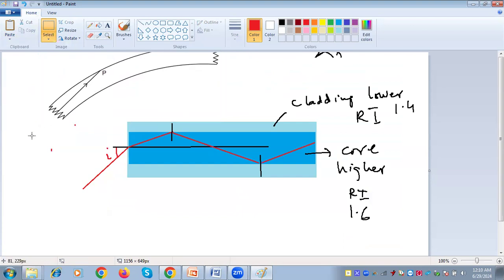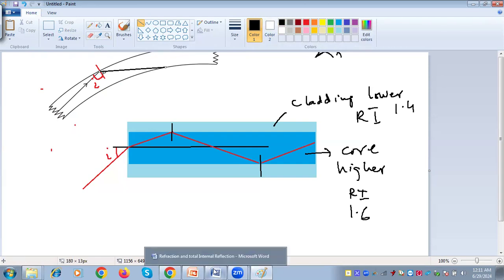So what will you do? You will draw the normal at this point, and this angle is greater than the critical angle. So it will undergo total internal reflection, like this. It's only the core shown in the diagram. Cladding is not shown.